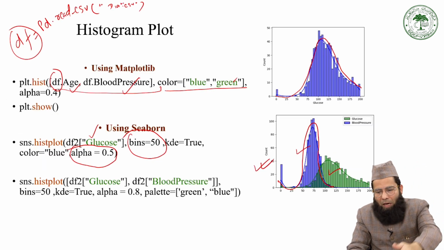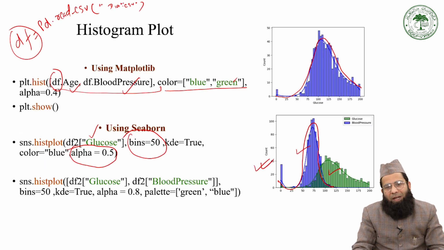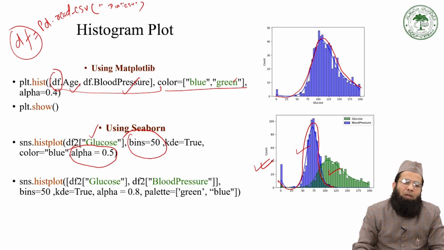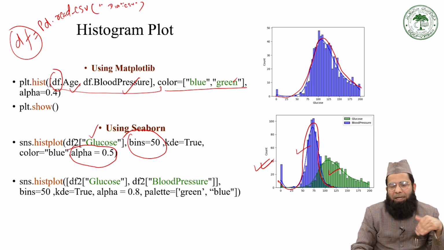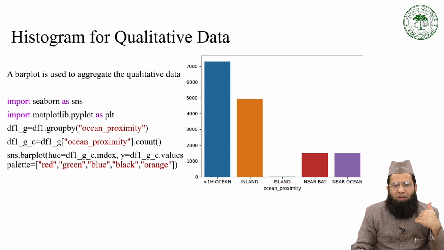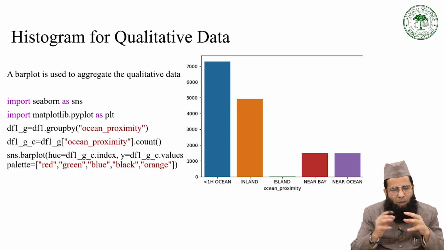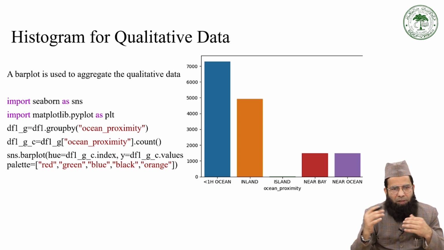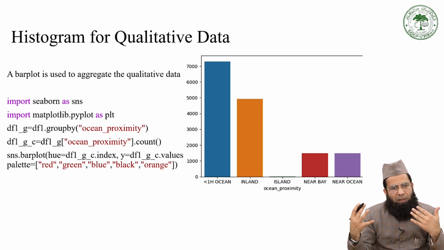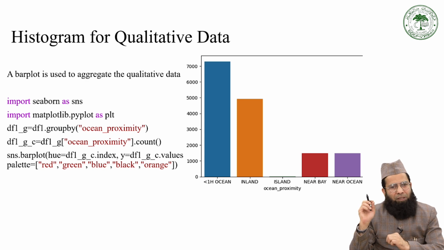So now how to draw a histogram for qualitative data, right? So these histograms are actually based on quantitative data, like glucose level and blood pressure level. So these are quantitative data. Now suppose we are having qualitative data, or you could say categorical data. So how to plot a histogram for those types of features? So first we need to group the data set on the basis of that feature, that is the qualitative feature, right?